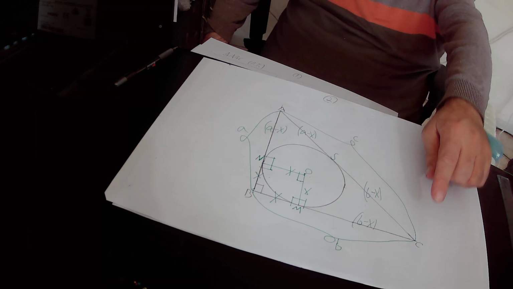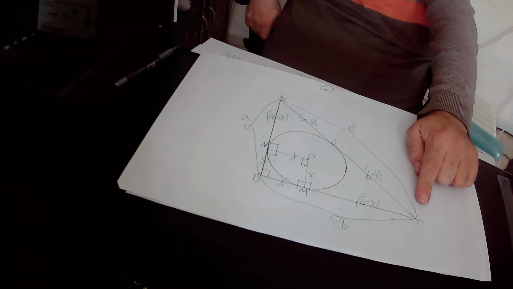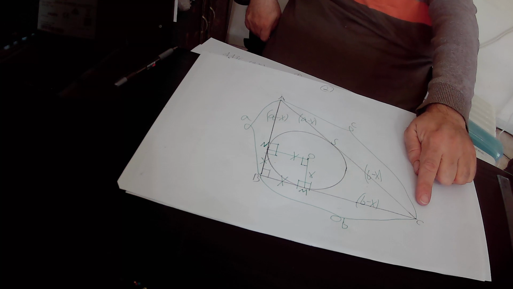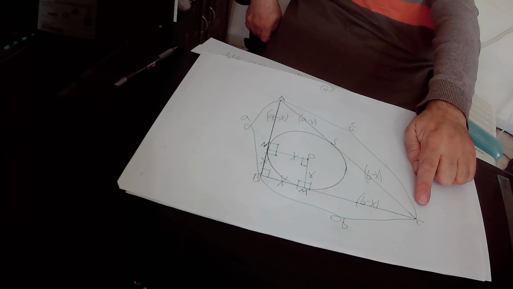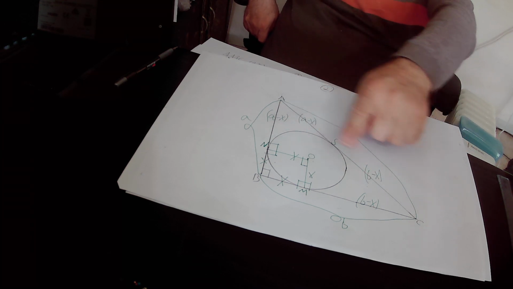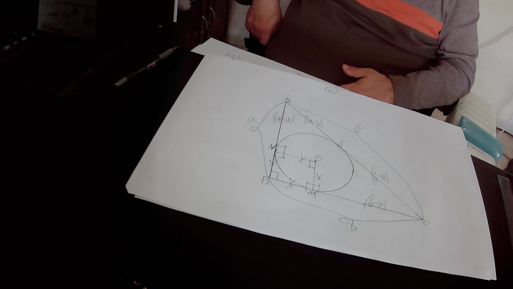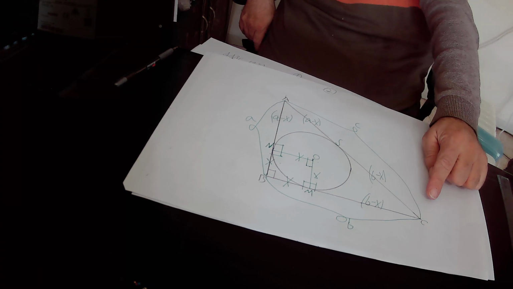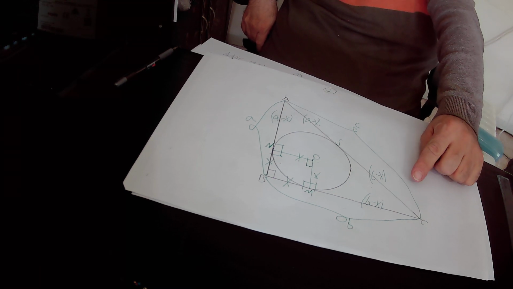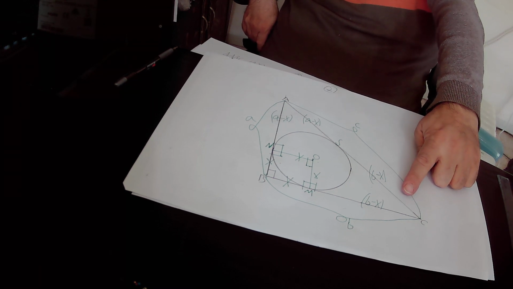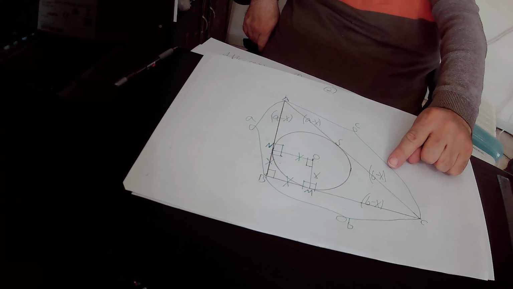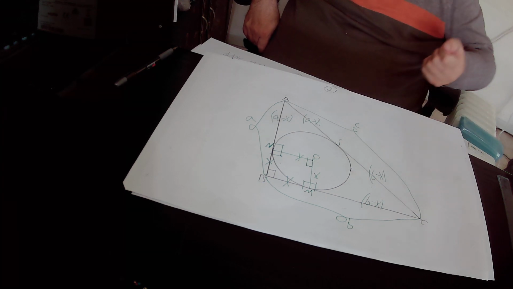Likewise, according to the same rule number 2, if we focus on the external point C, from the external point C we have 2 tangents to the circle, tangent CM and tangent CS. And according to rule number 2, they must be equal to each other. That is to say, CM equals CS. But CM is B minus X, therefore CS must also be equal to B minus X.